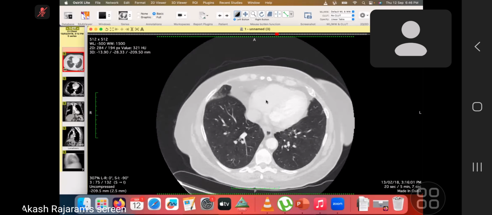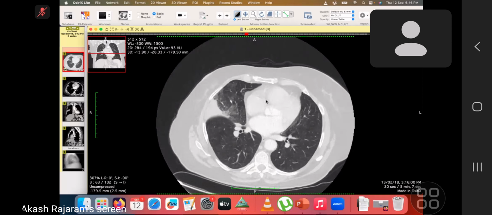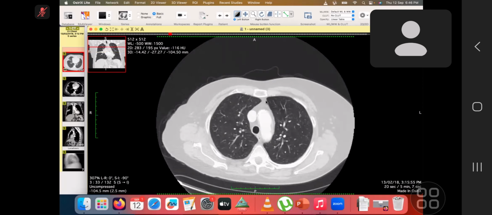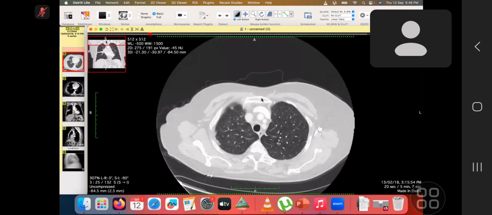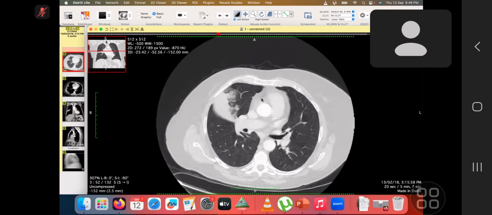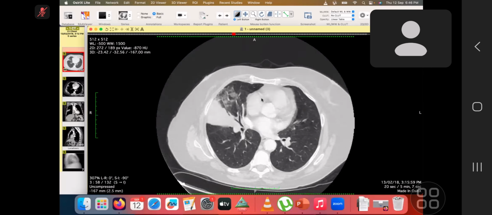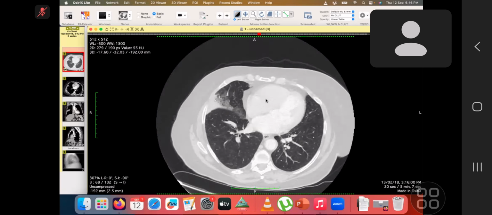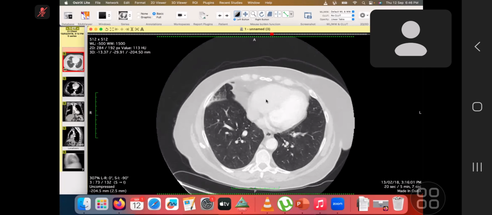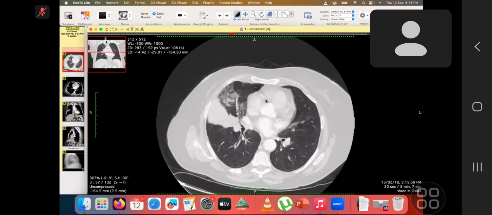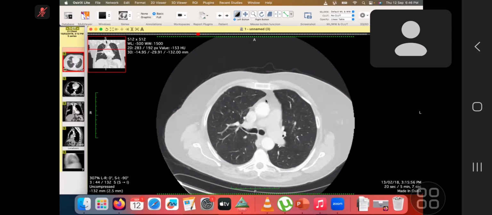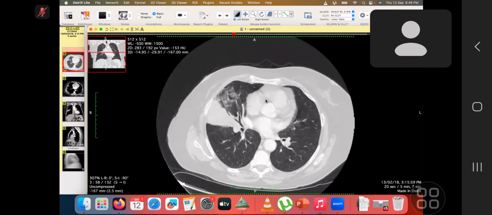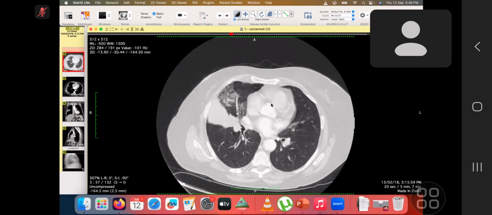I'm just trying to have a look and see. I can't see anything within the left lung. And I think it is located within the right middle lobe predominantly, although I would review in three planes as well to check on sagittal and coronal. So in summary, there's dense airspace opacification predominantly within the right middle lobe with associated ground glass opacification.